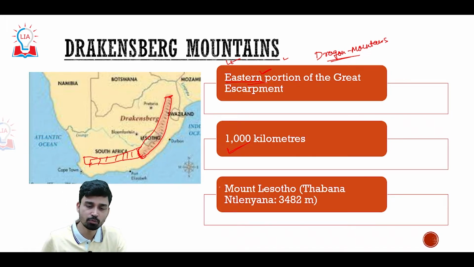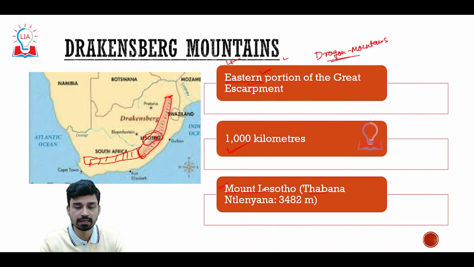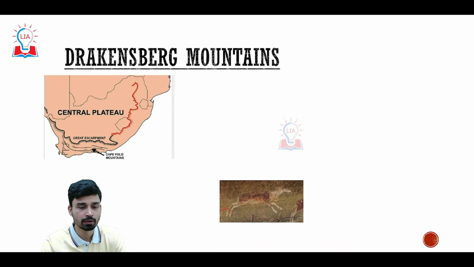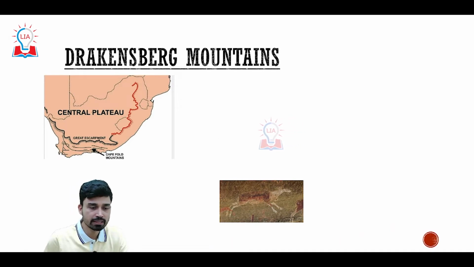The highest point or peak of this mountain is in the country of Lesotho. Here we can see the small landlocked country, Lesotho. In this region, we have the peak called Thabana Ntlenyana, at an elevation of 3482 meters. That is the highest point of DRAKENSBERG mountain. Apart from that, as we were discussing earlier, if you look at this map, you can see this whole region is called the Great Escarpment, and the red portion is the DRAKENSBERG mountain.